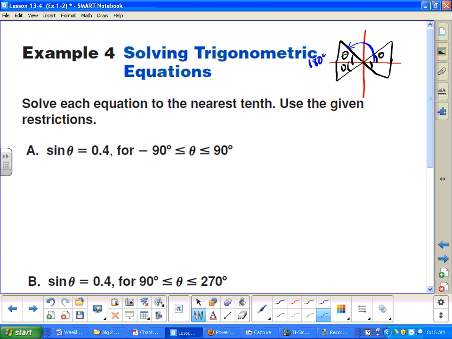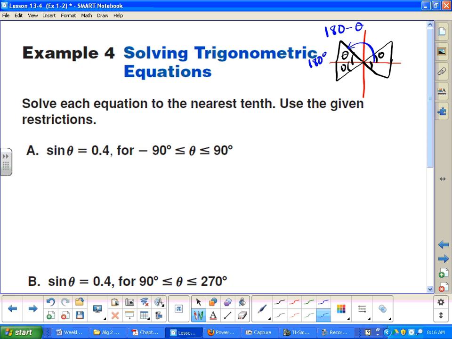So here's 180 degrees. How would I find that blue angle if I knew what theta was? And it's the same in all four quadrants in this case. How could I find it? Subtract it from 180. So if I'm in the second quadrant, I will subtract that reference angle from 180 degrees.